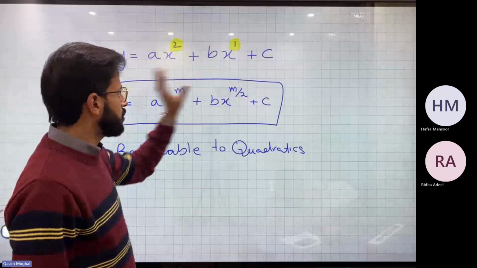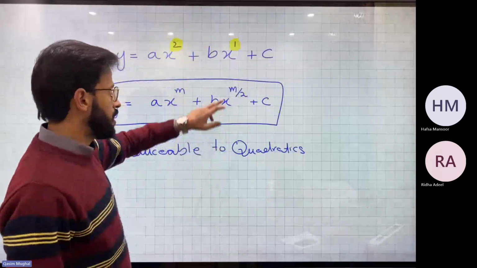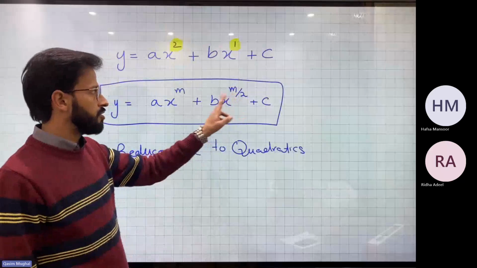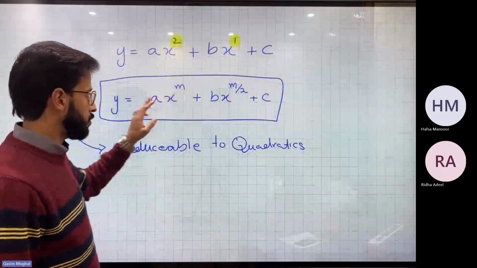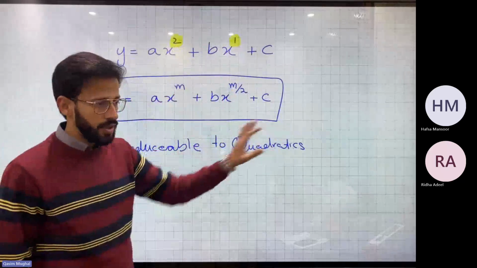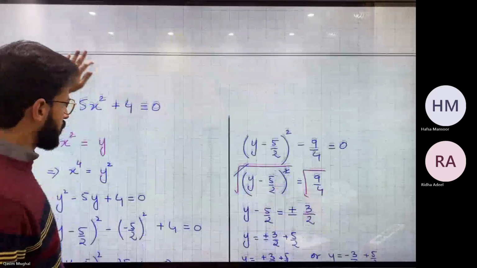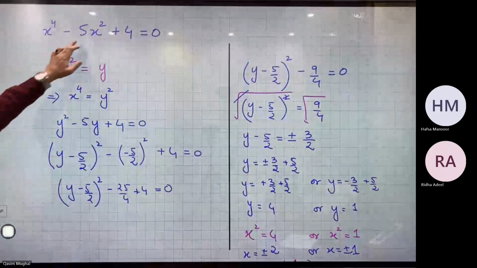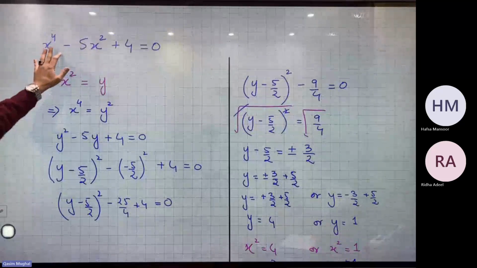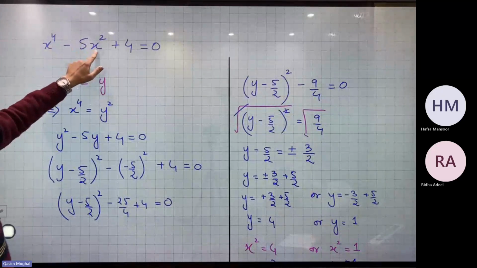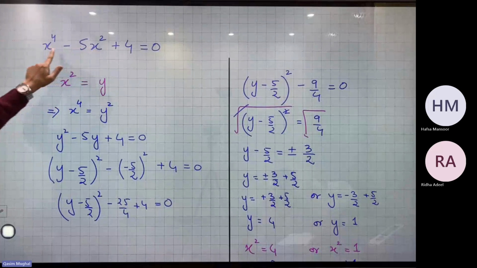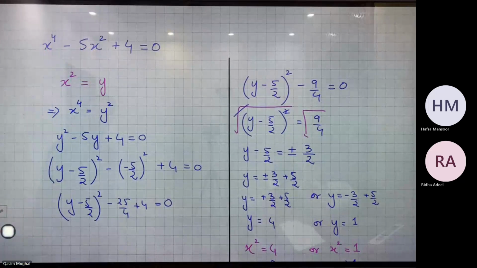So if we have any other powers other than 2 and 1, and if you look carefully, one power of x is exactly half of the other one, then we can always reduce that one to a quadratic one. Now here we solved one question. This was the question the examiner wanted us to solve. If you look carefully, this power of x is 2 and this is 4. So clearly this power of x is exactly half of the other one.